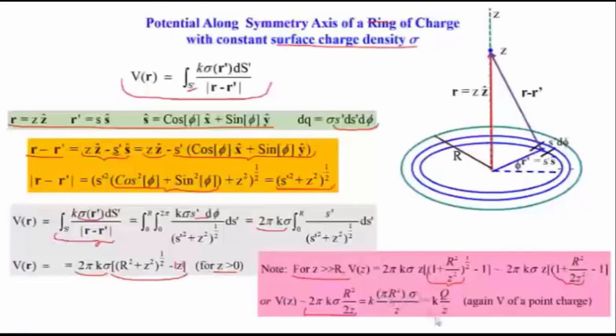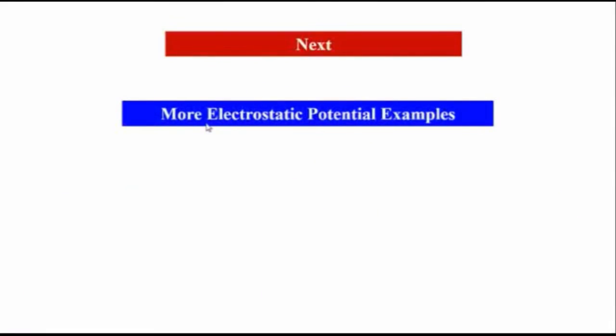Lo and behold, it looks just like we've obtained before, that it's the potential of a point charge. If you go far enough away, this disk looks closer and closer to a point. So those are just two examples. Next time we'll try to do a few more examples of finding the electrostatic potential.